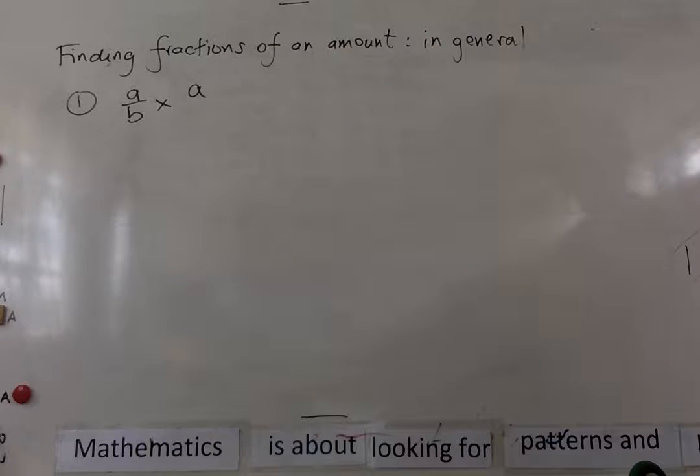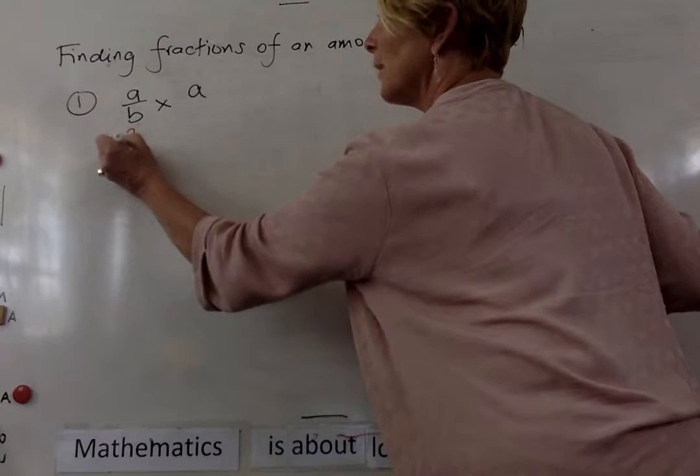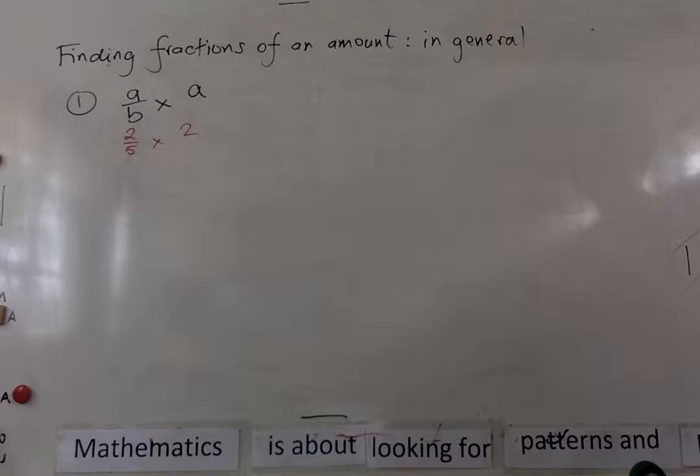So in this video we're looking at finding fractions of an amount in general. So in question 1, a over b times a, that should remind us of a similar type of problem. For example, we could have had 2 over 5 times 2, finding 2/5 of 2. So the method that we used for the number questions we're now going to do for the algebra question.